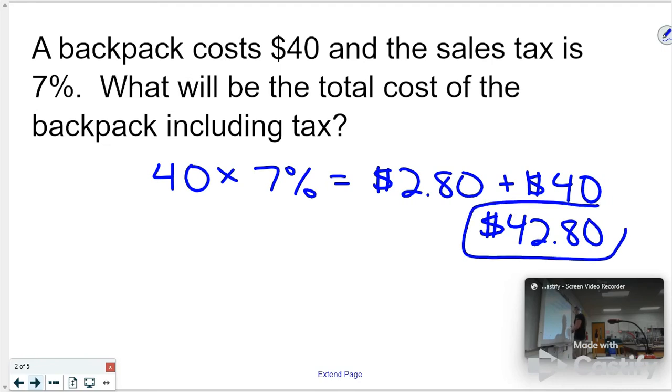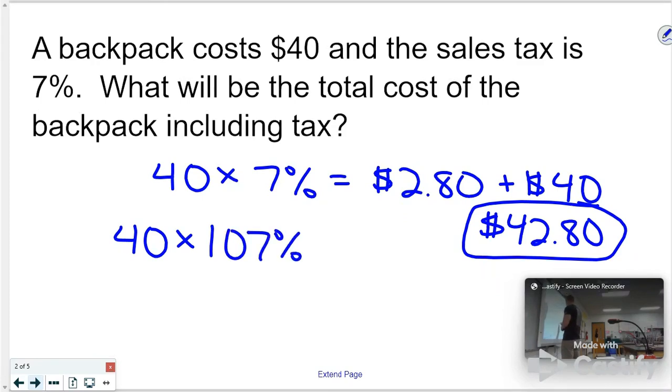But there's a shortcut that we can take here. If we're going to find 7% of $40 and add it on, we could have just done $40 times 107%, because 100% of $40 would be the original cost of the backpack, plus the 7% more would add the $2.80 on. So if we had done $40 times 107%, since a tax is added on, that would take you directly to our answer of $42.80.